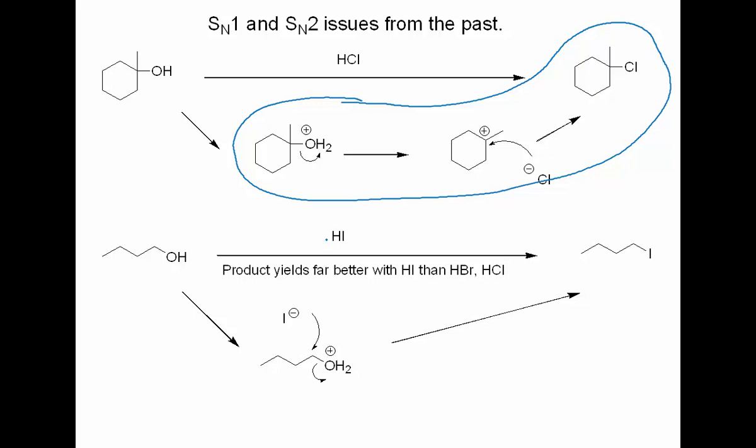The primary halide, like we have here, is the best type of halide for an SN2 reaction. And the iodide is the most nucleophilic of the halogens. So it's much better in the SN2 reaction than the chloride or the bromide. So this now explains those issues.